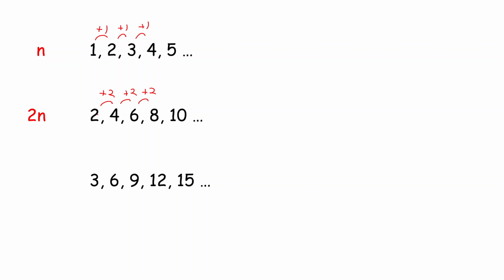And the reason is, because 2 is your first term, you would do 2 times n, where your first term n is 1. Your second term is 4, so n is going to be 2 there. 2 times 2 is 4. 6 is your third term. 2 times 3 is 6. So 2n produces your 2 times table.